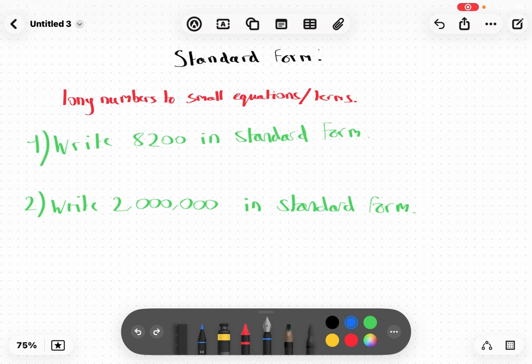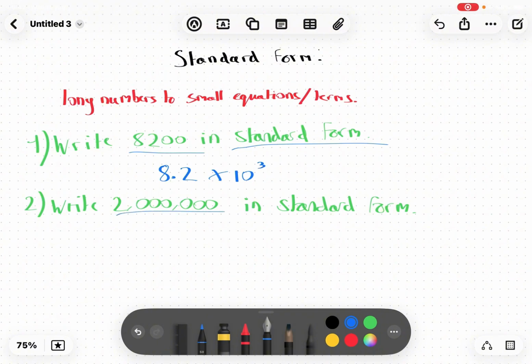Okay, now let's do it together. 8,200 in standard form. So the number can't be bigger than 10. So we're going to create 8.2 times 10 to the power of, it's 1000, so to the power of 3.